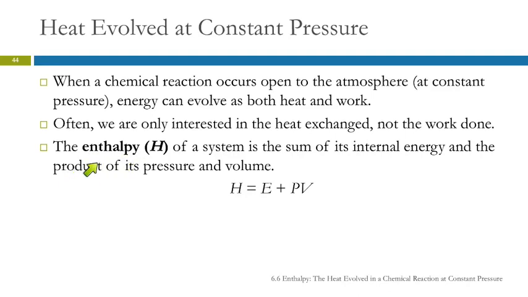So enthalpy. Enthalpy is given the symbol H. We can't use E because E was for internal energy. So enthalpy is H. The enthalpy of a system is the sum of the internal energy and the product of its pressure and volume. Because they said so. Okay. So enthalpy is the internal energy, that's the energy we've been talking about, plus pressure times volume.